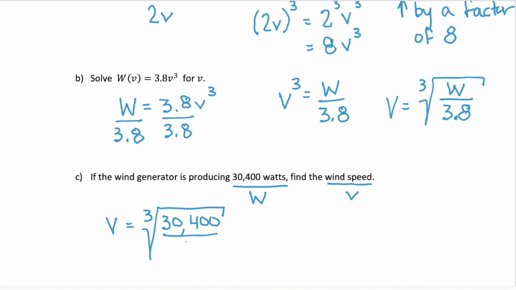30,400 divided by 3.8. If we do the division inside the radical first, we're finding the cube root of 8,000. And that is 20 miles per hour.